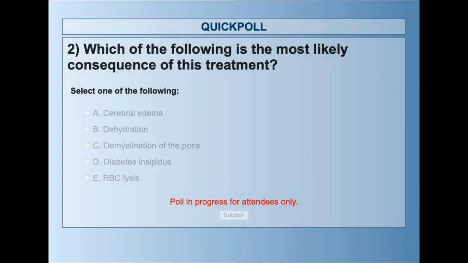Okay, very good. Thank you, Paris. So the poll is launched. Go ahead and cast your vote. What do you think is the most likely consequence of this treatment?